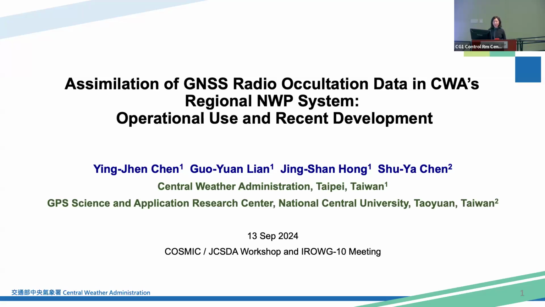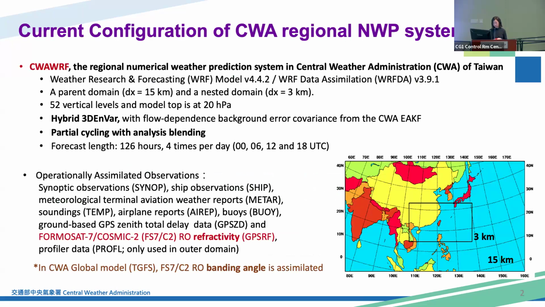Hi everybody. I'm Ying-Jhen Chen. I'm from Central Weather Administration of Taiwan, and today I'm going to present my topic: assimilation of GNSS radio occultation data in CWA's regional NWP system, about our operational use and recent development. First of all, I want to introduce our system named CWA WRF.